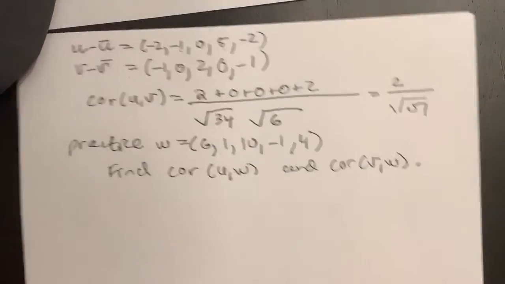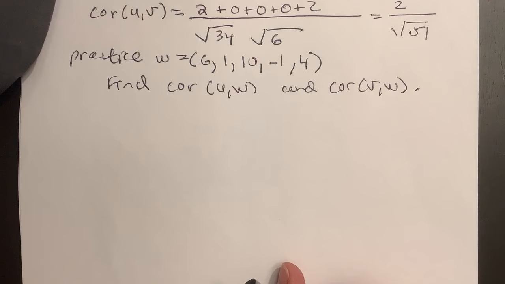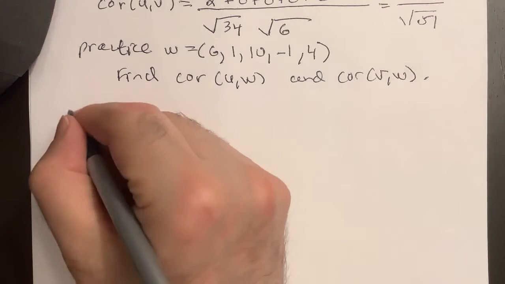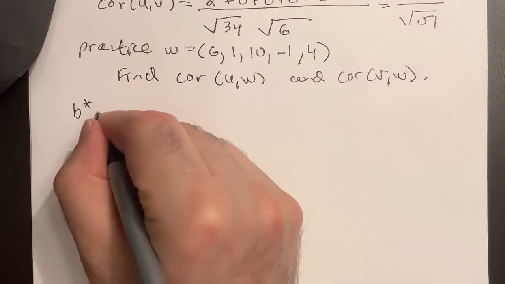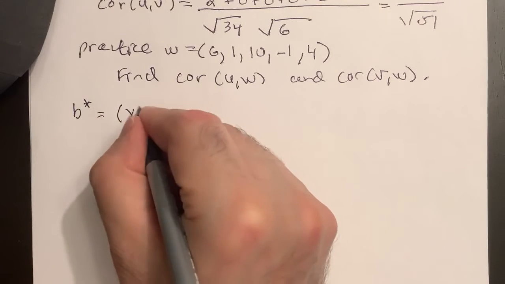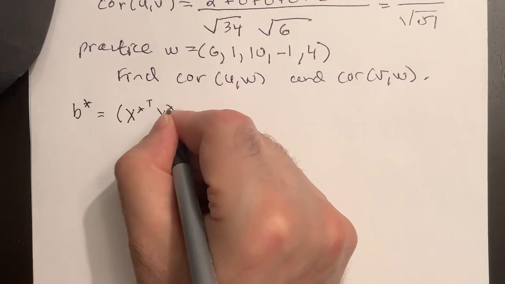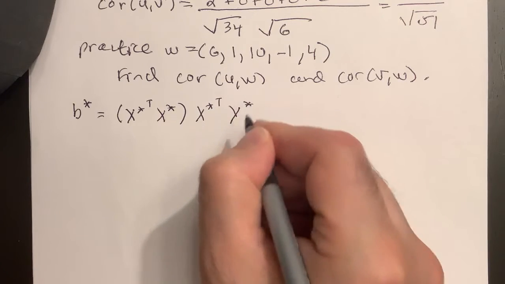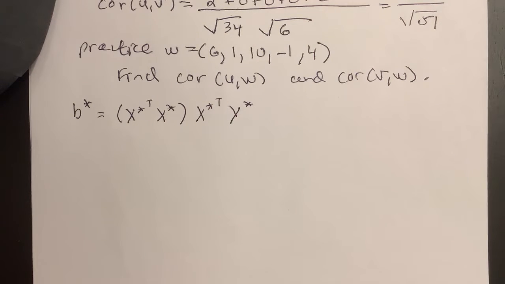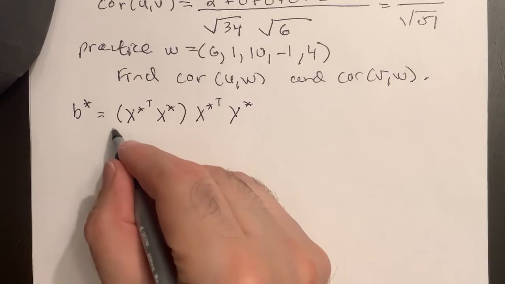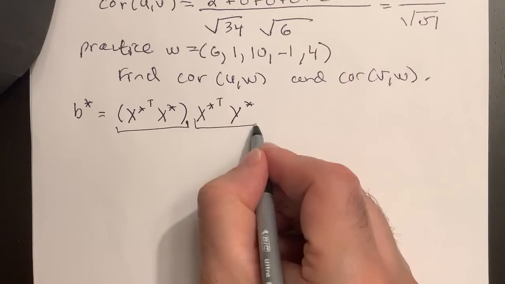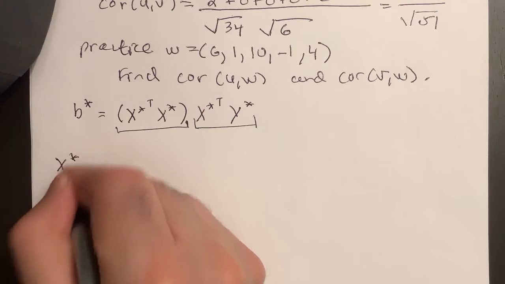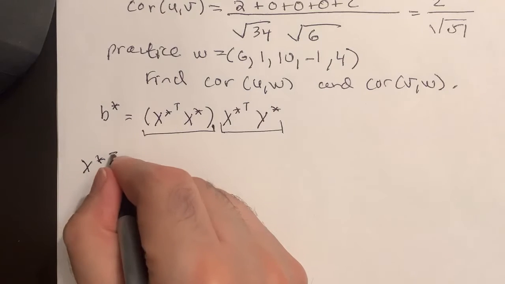Okay, well, remember where our place was before we had this definition. We were here, trying to find our estimated regression coefficients. So we had X star transpose X star, and X star transpose Y star. And we're going to do this by looking at this first and then this. So first of all, what's X star transpose X star?